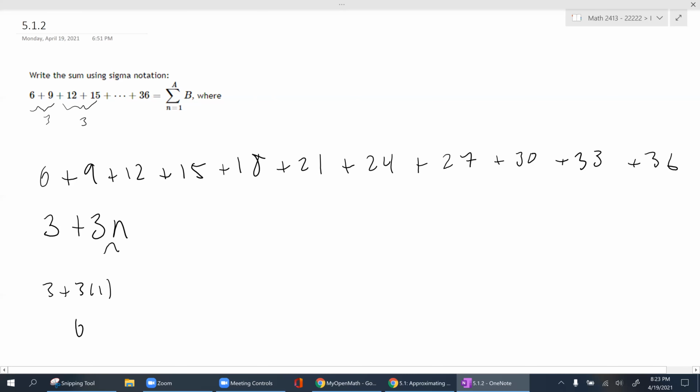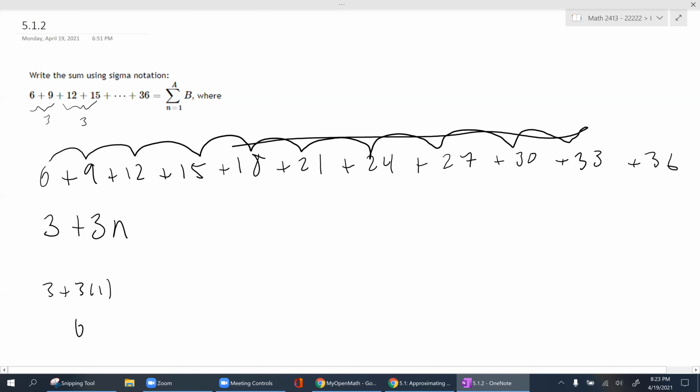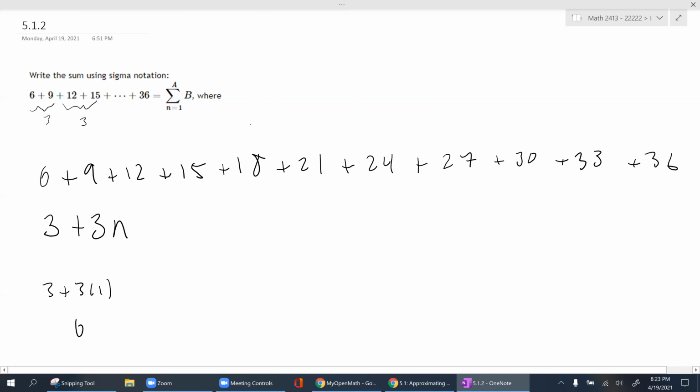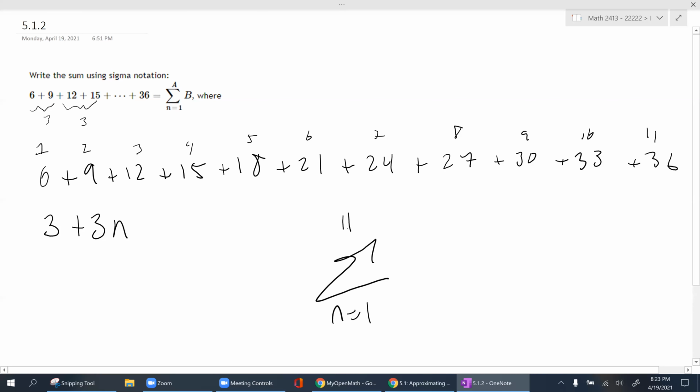And as your n values increase, this is what you're going up by. You're going up by 3. I see this pattern here, so whenever I did this, I knew that this was going to be 3 times something. And where are you going to stop? Well, this is for n equals 1, 2, 3, 4, 5, 6, 7, 8, 9, 10, 11. At 11. So my summation should look like, from 1 through 11 of, and you want to write this in parentheses, 3 plus 3n. Wrapping it up in parentheses is very, very important.